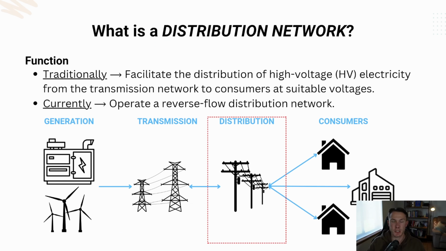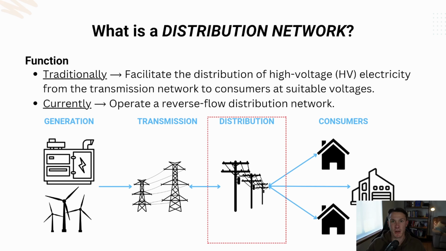So what actually is a distribution network? Now, traditionally their function is to facilitate the distribution of high voltage electricity from the transmission network to consumers at suitable voltages. Now, as we explored in previous videos, the primary function of the transmission network is to transmit power long distances, and in order to minimize line losses over those long distances, it's done so at very high voltages, usually within the range of 132 kV to 500 kV in Australia.